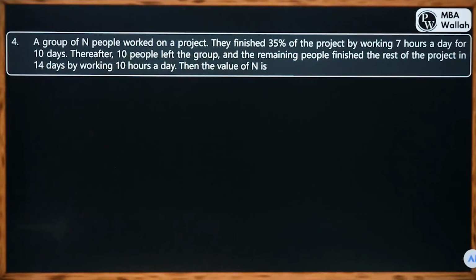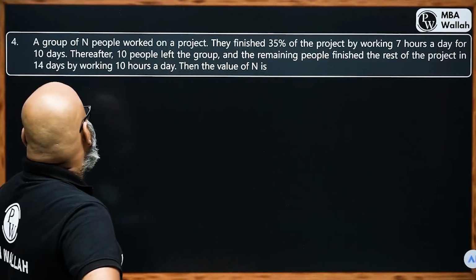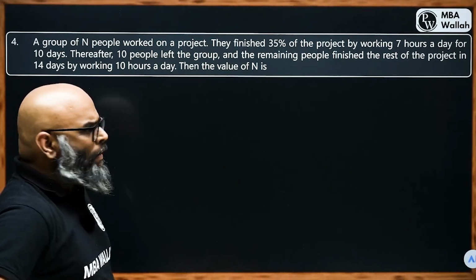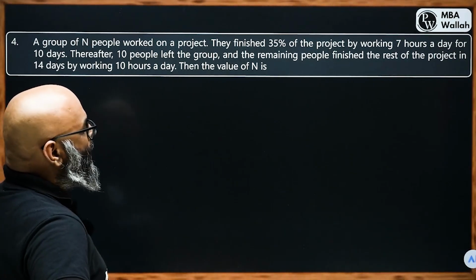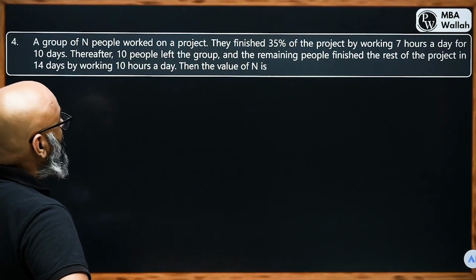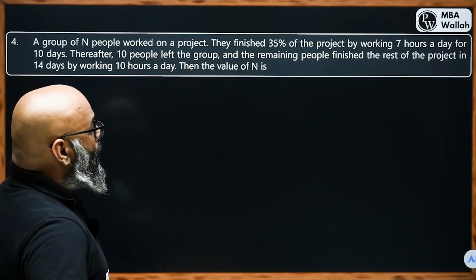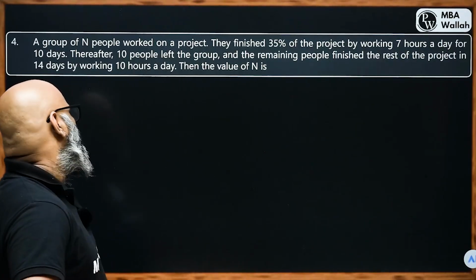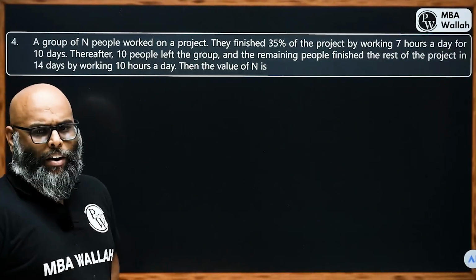I'll again step aside. So let's solve this question. A group of N people worked on a project. They finished 35% of the project by working 7 hours a day for 10 days. Thereafter, 10 people left the group and the remaining people finished the rest of the project in 14 days by working 10 hours a day. Then the value of N is?